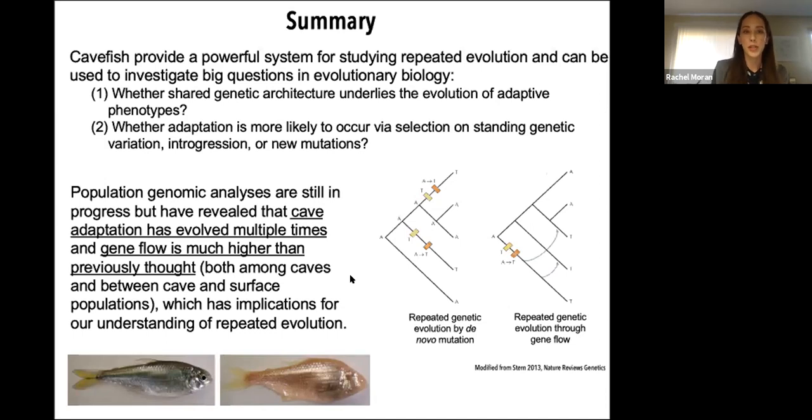And so our population genomic analyses are still in progress, but so far have revealed that cave adaptation has evolved multiple times, and that gene flow is much higher than previously thought, both among caves and between cave and surface populations, which has implications for our understanding of repeated evolution.